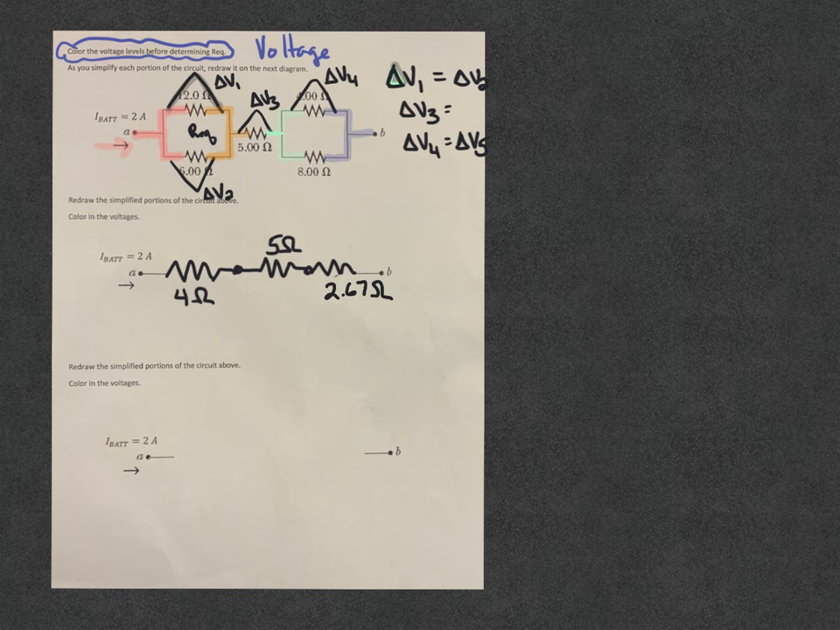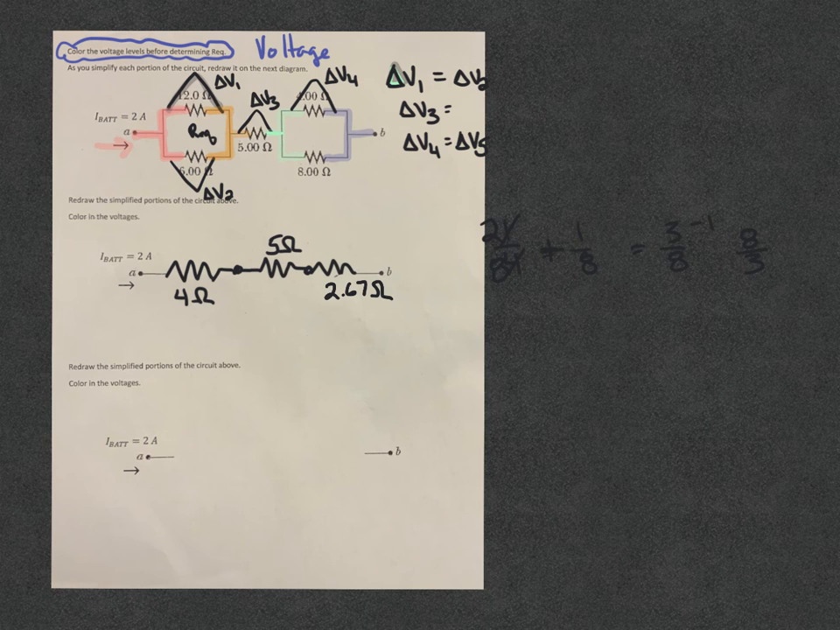Just want to check: 1 over 4 plus 1 over 8. Let's make this a common denominator, 2 over 8. The total of that is 3/8, but we then have to flip that over. So it's 8 over 3, which is 2 and 2/3, 2.67.